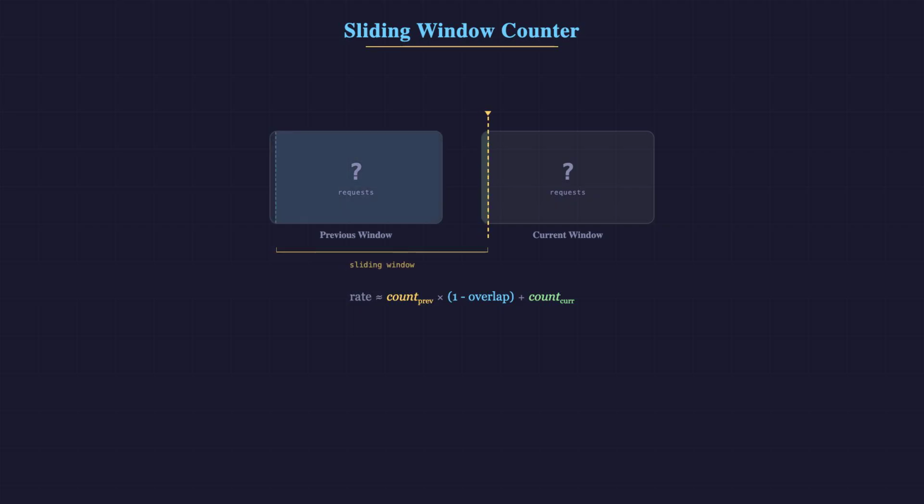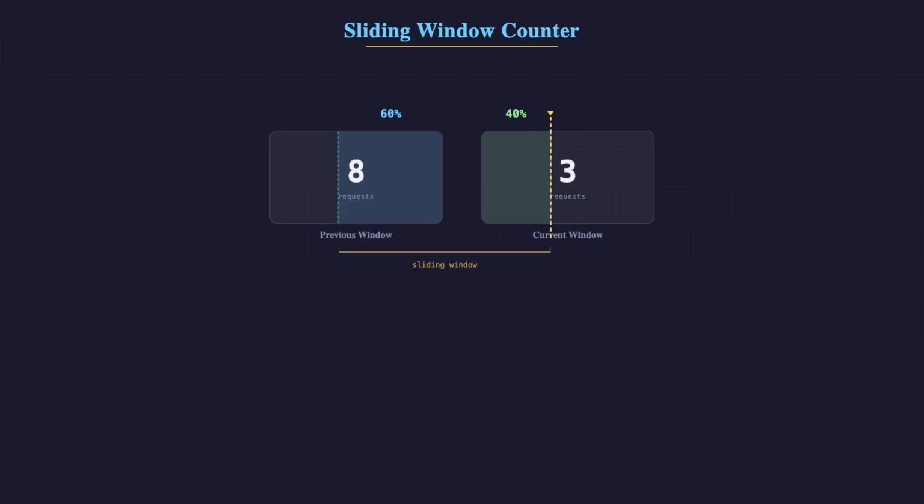Take the previous window's count, multiply it by the fraction of that window still in our sliding view, and add the current window's count. For example, if we're 40% into the current window, 60% of the previous window is still relevant. So the estimate is previous count times 0.6 plus current count. If the previous window had 8 requests and the current window has 3, the estimated rate is 8 times 0.6 plus 3, which equals 7.8, still under our limit of 10.